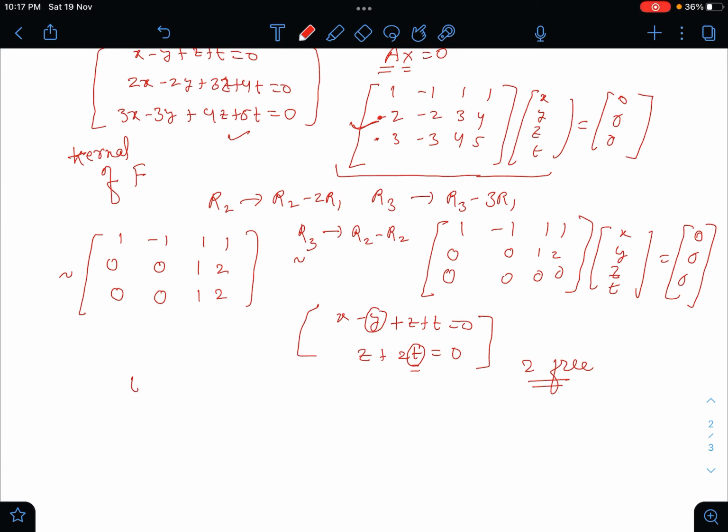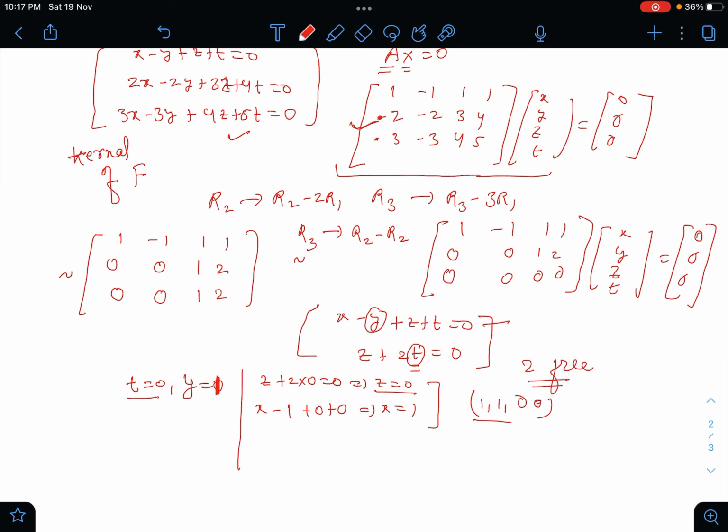So in the first case let us take t = 0 and y = 1. So we will get z + 2 into 0 = 0. That means z = 0, and from the first equation x - y + z + t = 0, that is x - 1 + 0 + 0 = 0, that means we get x = 1. So our first vector is x = 1, y = 1, z = 0, and t = 0. So this is our first vector.